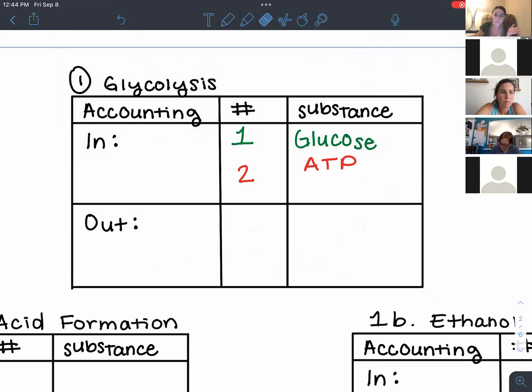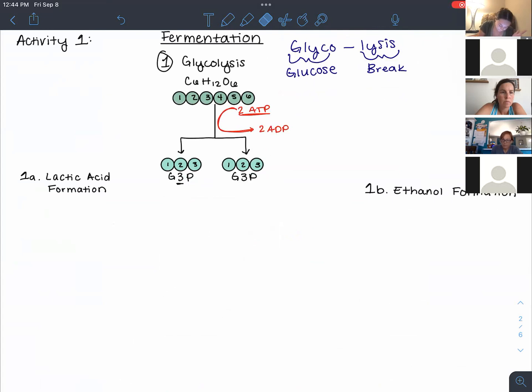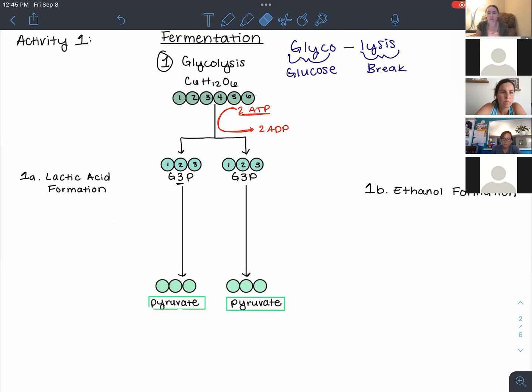Two ATP. All right. So our next step here, we are going to actually oxidize G3P into pyruvic acid. Pyruvic acid is also called pyruvate. They're like the same thing.